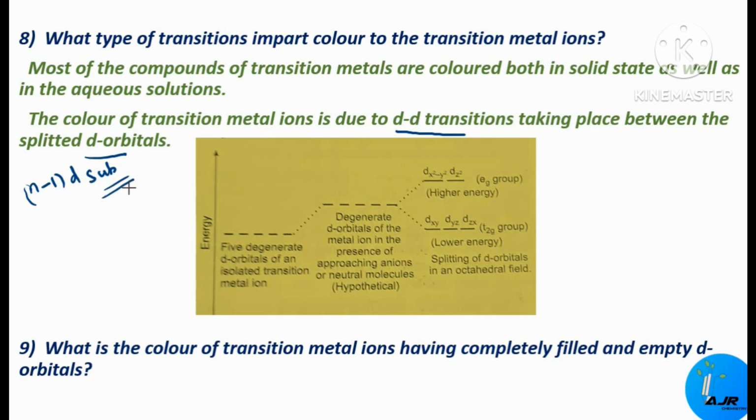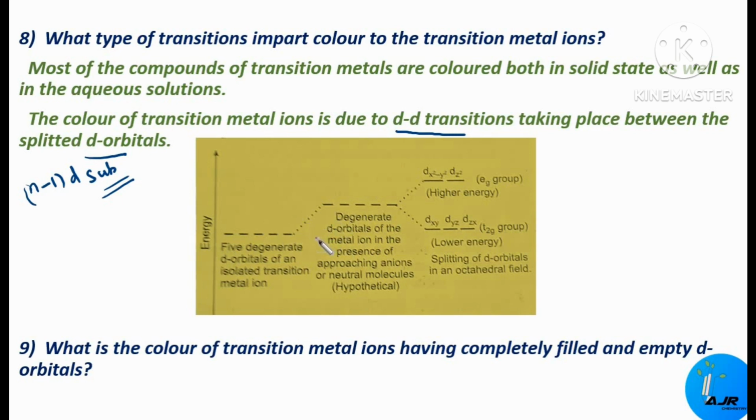We all know that the d subshell has 5 orbitals, namely dxy, dyz, dxz, dx²-y², and dz². In an isolated atom or ion of a transition element, all the 5 d orbitals are at the same energy level. Before undergoing any reaction, all the 5 d orbitals will be at the same energy and are said to be degenerate.